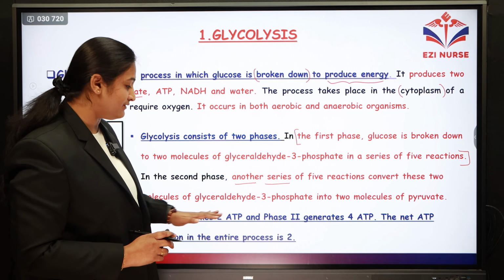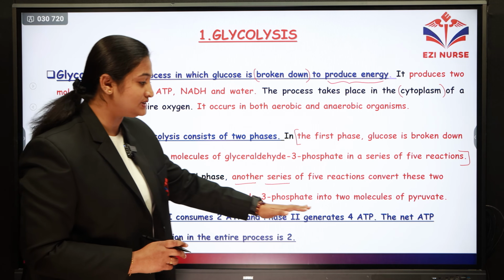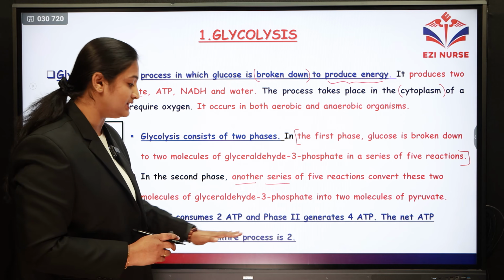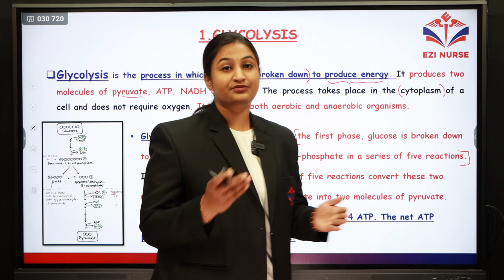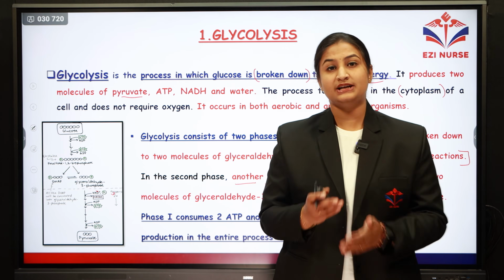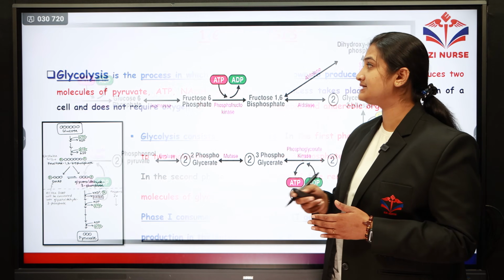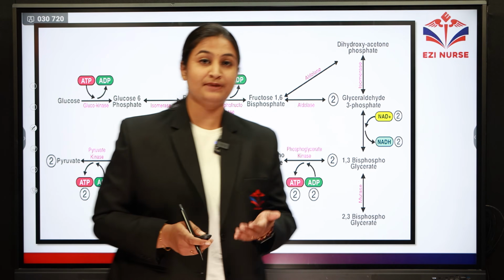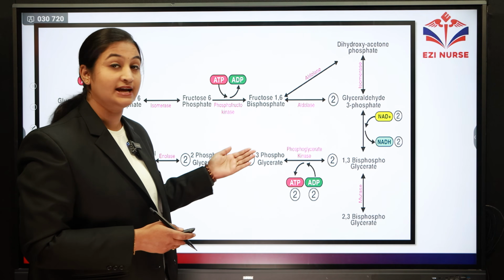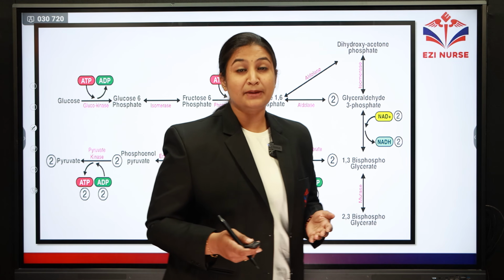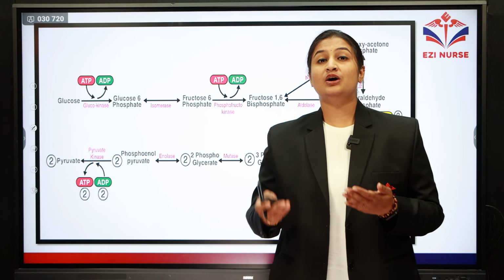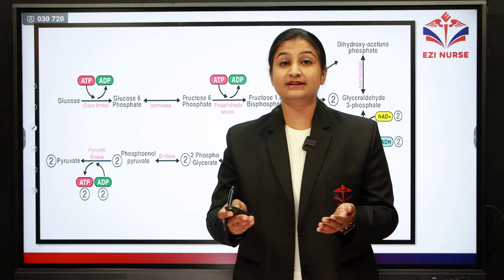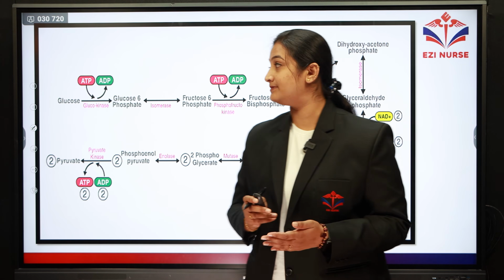Then phase 1 consumes ATP and phase 2 generates 4 ATP, and the net ATP production in the entire process is 2. If you write it, it's well and good; if you don't, it's okay. So this is about glycolysis, and for the diagram part, try to draw this diagram 5 to 10 times so that you remember it and can write it in your exam.